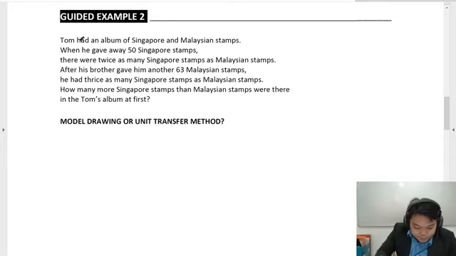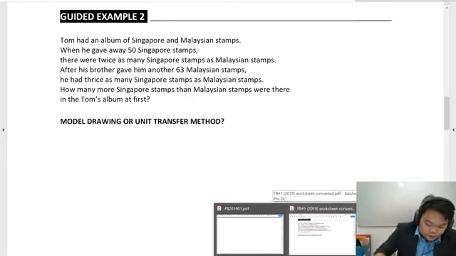Hi, Clarice. Now, Tom had an album of Singapore and Malaysian stamps. When he gave away 50 Singapore stamps, there were twice as many Singapore stamps as Malaysian stamps. Now, after his brother gave him another 63 Malaysian stamps, he had thrice as many Singapore stamps as Malaysian stamps. How many more Singapore stamps than Malaysian stamps were there in Tom's album first?